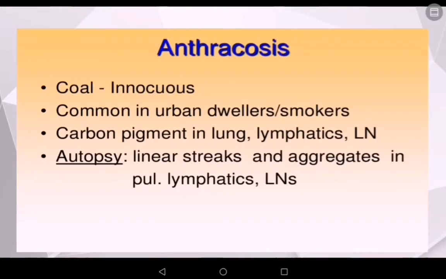So let's look at the first type, which is pulmonary anthracosis. It is the most innocuous or non-injurious coal workers pneumoconiosis. It is usually asymptomatic and it is common in urban dwellers or smokers. They contain carbon pigment in the lung, lymphatics, and the lymph nodes. The autopsy will show linear streaks and aggregates in the pulmonary lymphatics. Alveolar macrophages with anthracotic pigment are called dust cells.